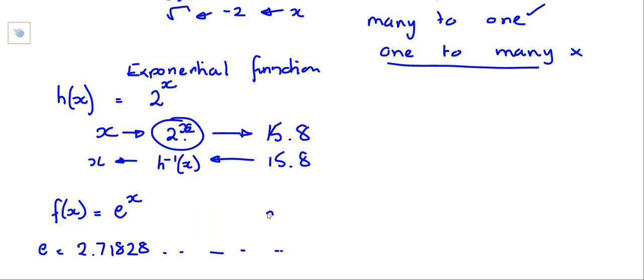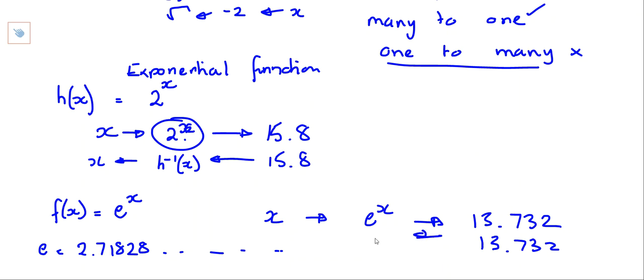So if I did e to the power of x and got 13.732, how would I get the inverse? What would I get x as? So e is just another number. So how do I find the inverse function of 2 to the power of x? I did mention it briefly at the end of last lesson.